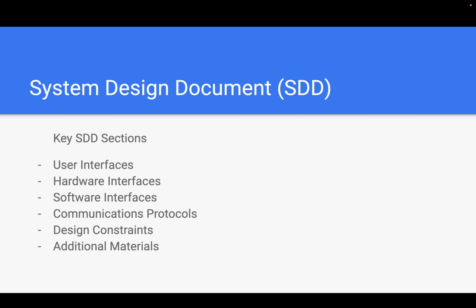Additional materials. The SDD includes user manuals, maintenance manuals, test cases, and compliance documents. These materials provide comprehensive guidance for users, maintenance personnel, and testers, ensuring that the system is well understood and properly maintained. Overall, the SDD ensures that all components of the ATM system work together cohesively, meet the defined requirements, and provide a reliable and secure service to users.